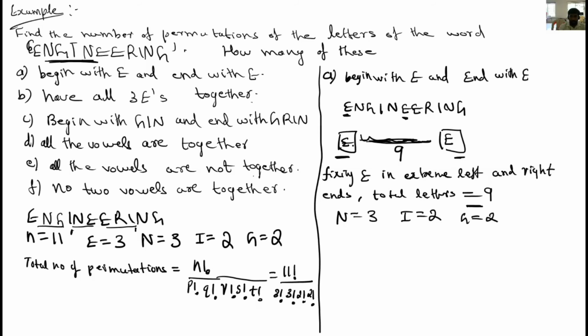Okay. Since E is fixed in the extreme left and right position, only one E is remaining. But in the remaining 9 letters, 3 times N is there, and 2 times I is there, and 2 times G is there. Okay, so total arrangements is equal to N factorial, that is 9 factorial divided by 3 factorial into 2 factorial into 2 factorial. Okay, it's the number of ways when begin with E and end with E.